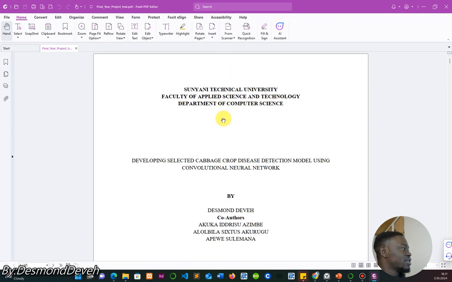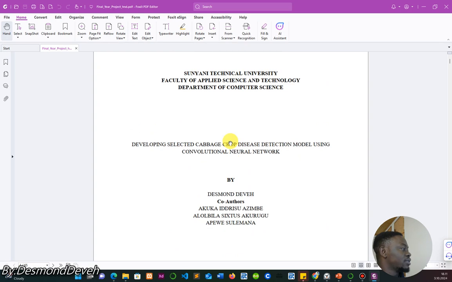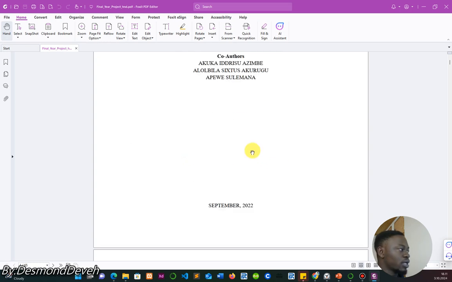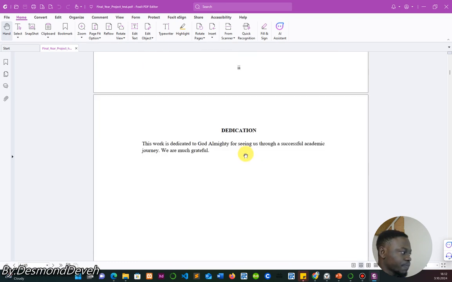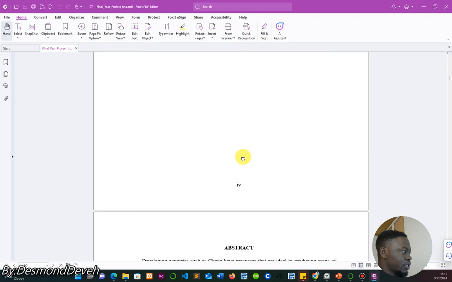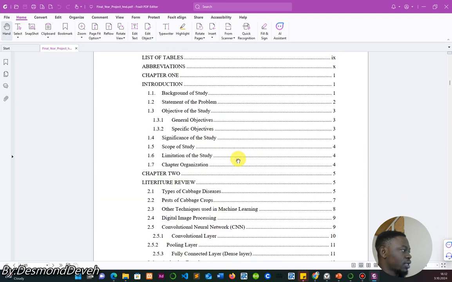Okay, so this is the beginning, and the project is developing a selected cabbage crop disease detection model using a convolutional neural network. And in my case, we use a model called Inception V3. Inception V3 is a convolutional neural network model. So this is the research work, and this is the documentation of the research work.